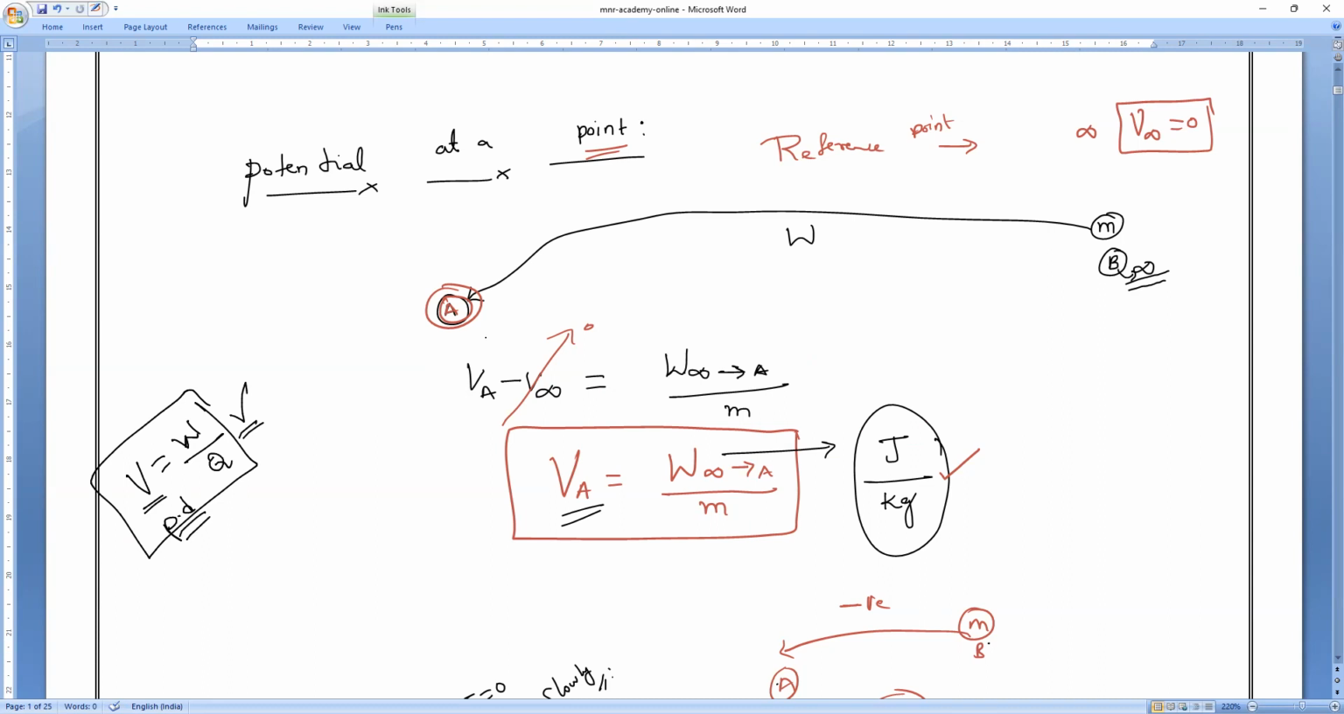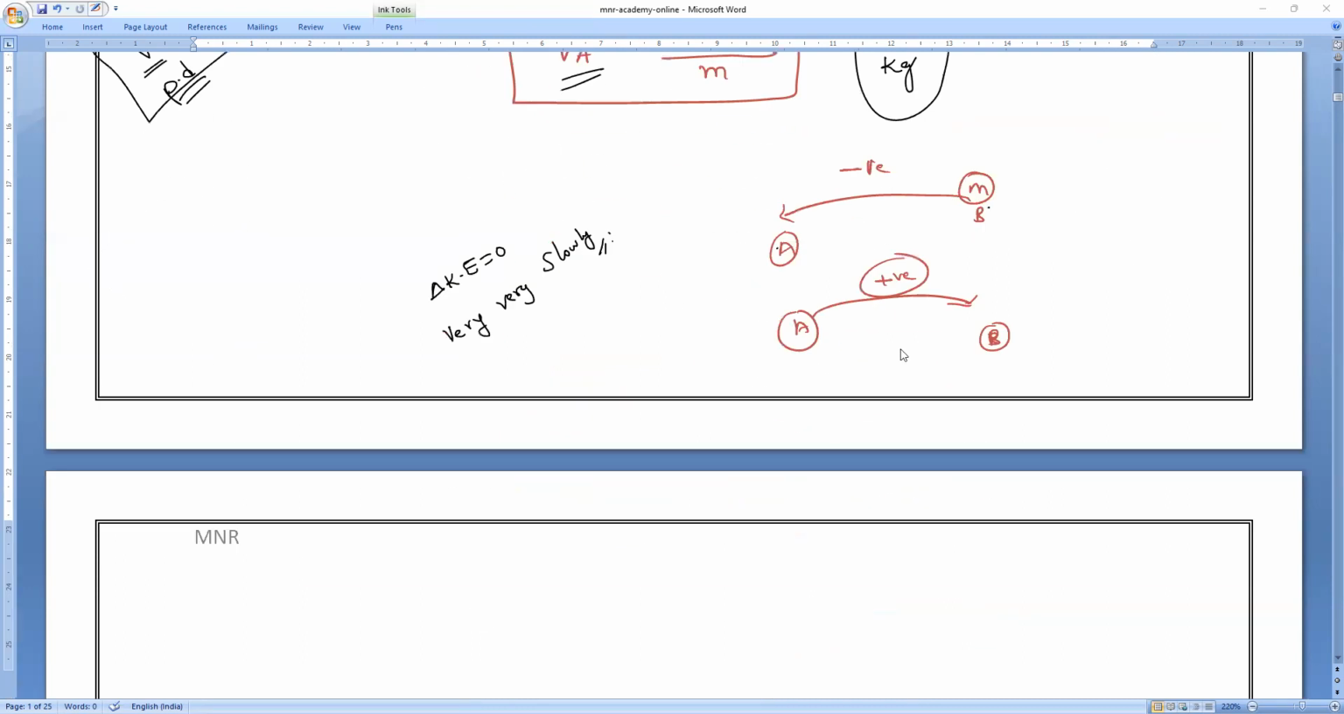Okay, so this is what it is. Anything in doubt, you can ask me till here or else we proceed. So this is the gravitational potential difference between any two points, point A to B, B to A.